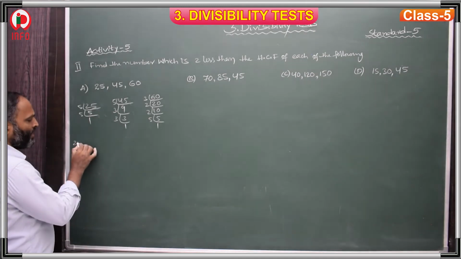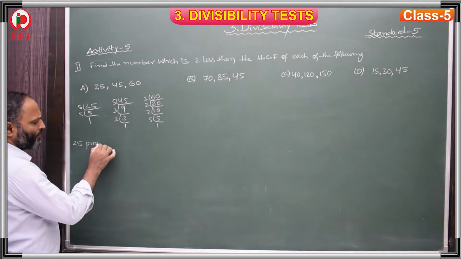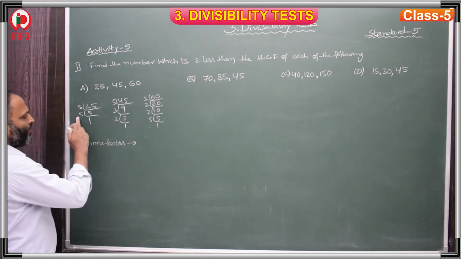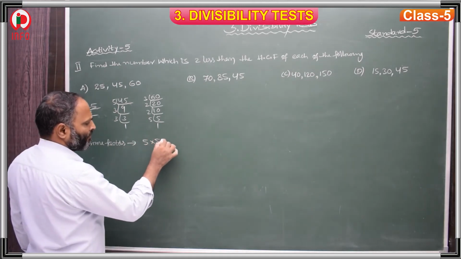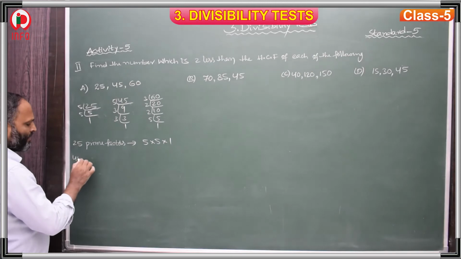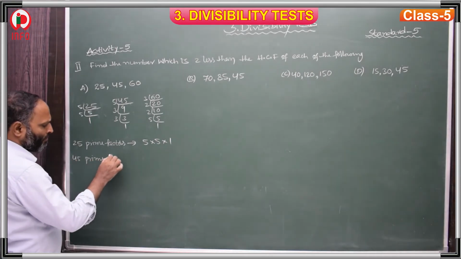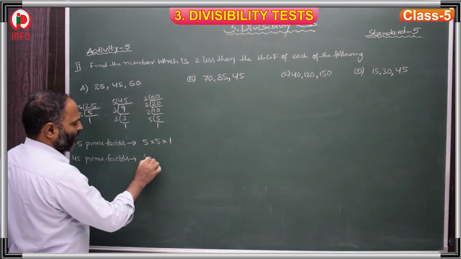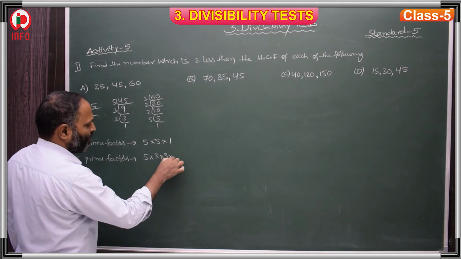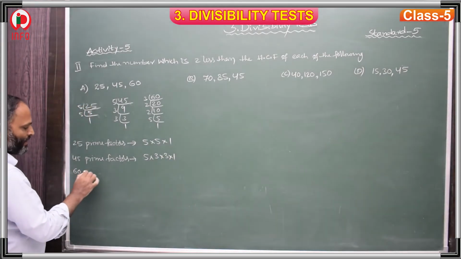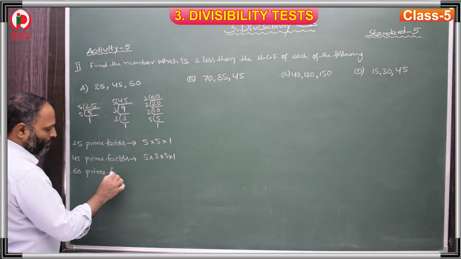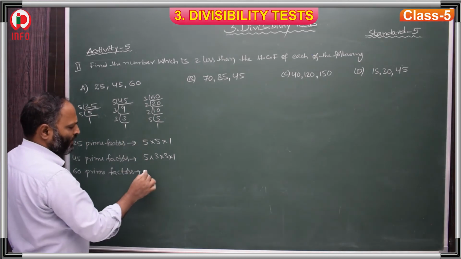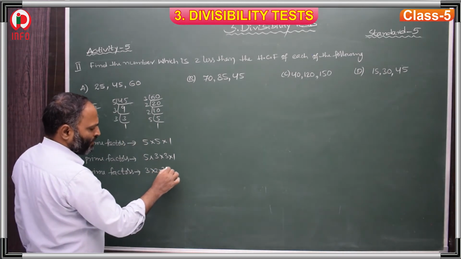25 prime factors: 5 into 5 into 1. 45 prime factors: 5 into 3 into 3 into 1. Then 60 prime factors: 3 into 2 into 2 into 5.